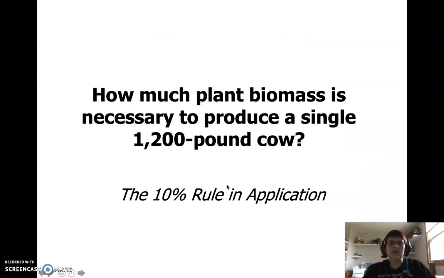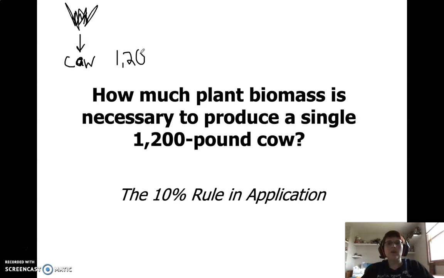So let's think about this. If we apply this 10% rule, how much plant biomass will we need in order to produce a 1,200 pound cow? So if we are going from plants, so grass, to cow, I'm not going to try and draw one. I know you guys would greatly enjoy watching me draw a cow again. So plants to cow. We want the cow to be 1,200 pounds, so we need to know how much plant we need to feed it.